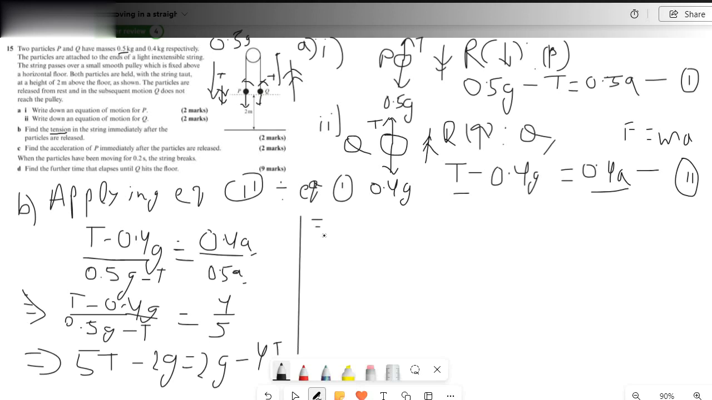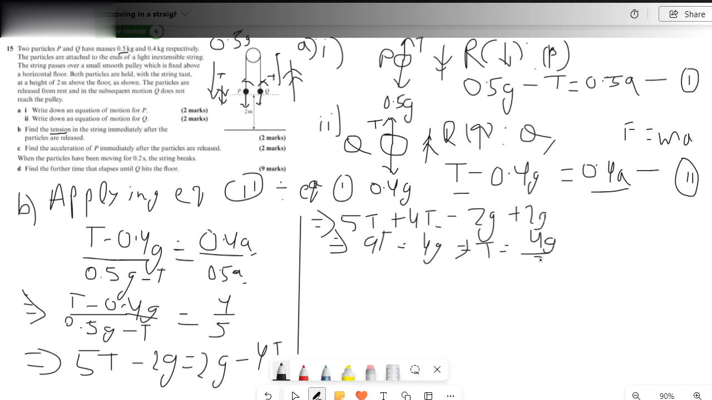And so further simplifying, we can say that 5T plus 4T is equal to 2G plus 2G. Therefore 9T is equal to 4G, and so our value for tension is 4G by 9, which is approximately equal to 4.36 newtons. So for part C, we have to find out the acceleration.